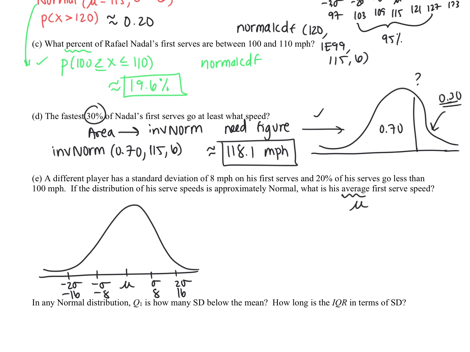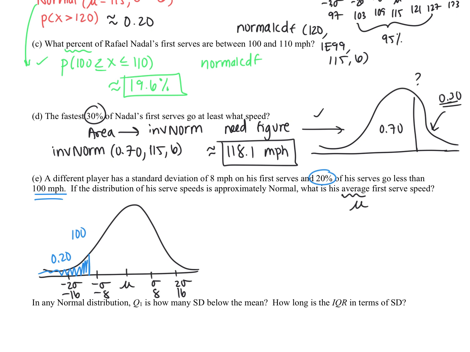Okay, so then next thing that we know is we know that 20% go less than 100 miles an hour. So I don't know where that is. I'm just going to take a guess that I have 100 miles an hour here, and the area below that is 20% or 0.2.